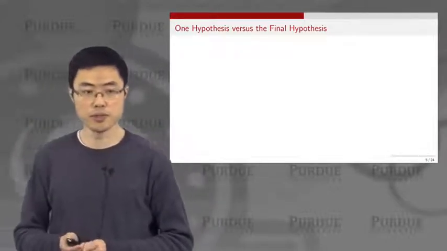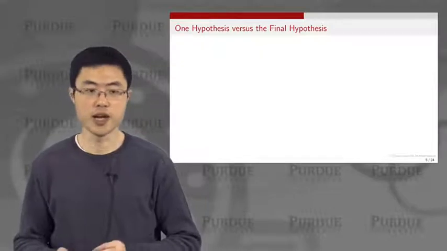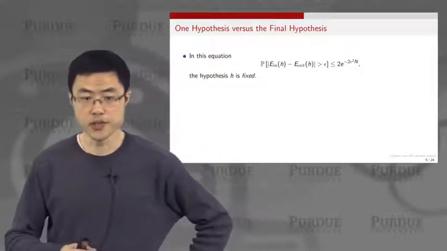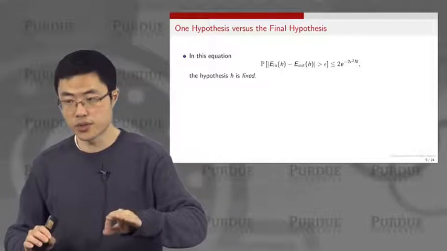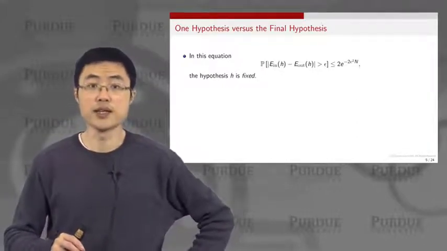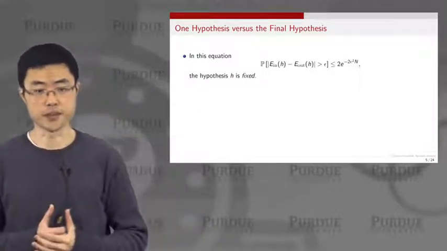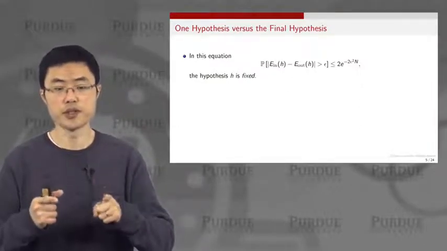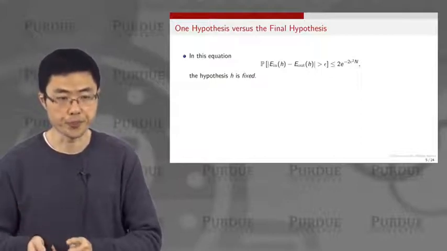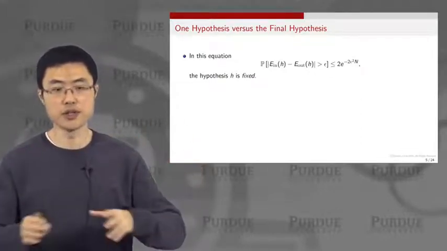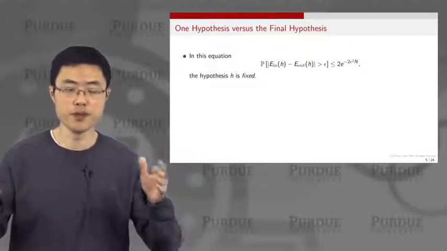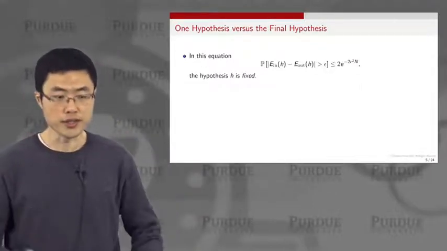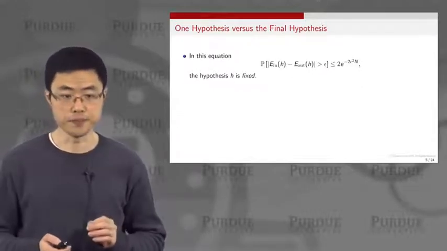Now, I want to talk about the problem of one hypothesis versus the final hypothesis. We call this equation the Hoeffding inequality. In order for this inequality to hold, we're assuming the hypothesis H is fixed. So you give me the H, and then I evaluate this probability, and I want to show that the probability of it happening is extremely small. We like this Hoeffding inequality, and we showed many examples, including an example of PAC learnable using this Hoeffding inequality. Now let's look at the problem more carefully.